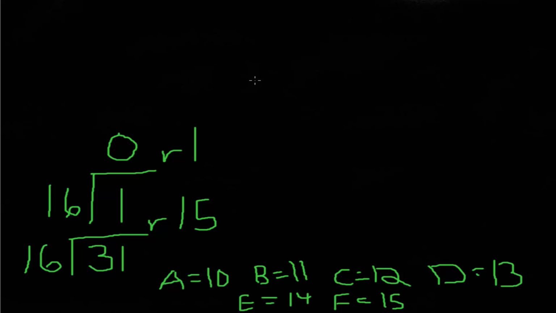So if I want to convert 31 base 10 to base 16 or hexadecimal, then I just read the remainders going down. So then it's going to be 1F.